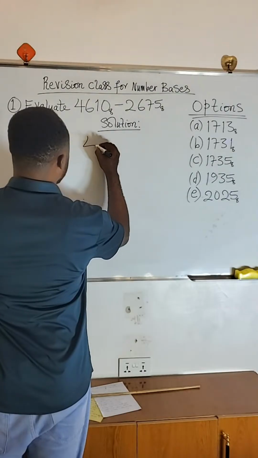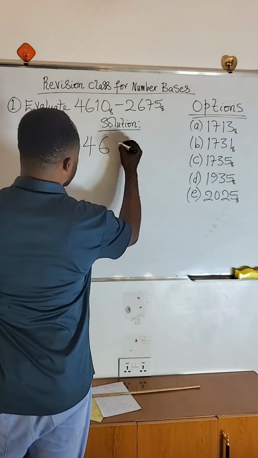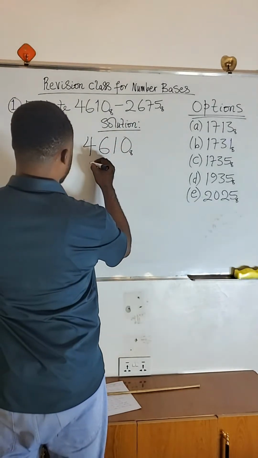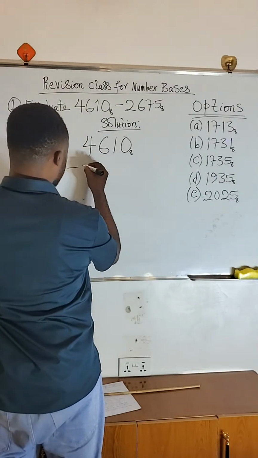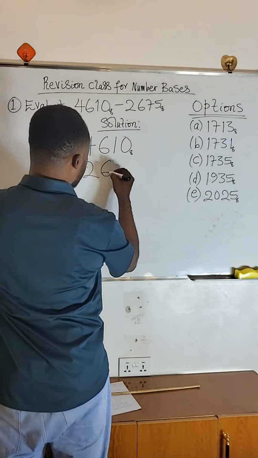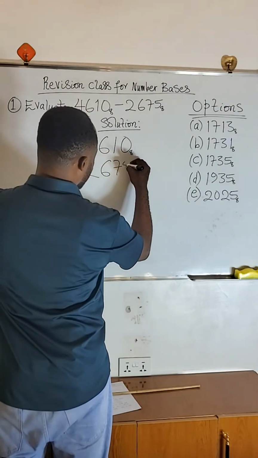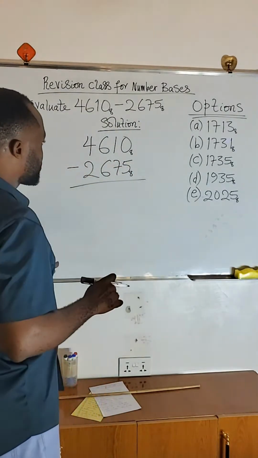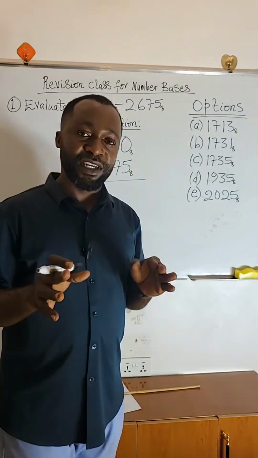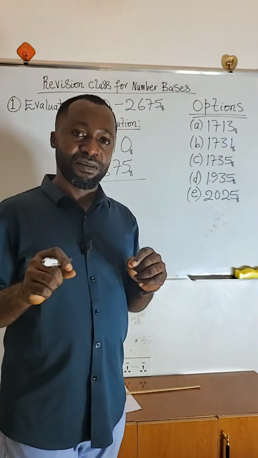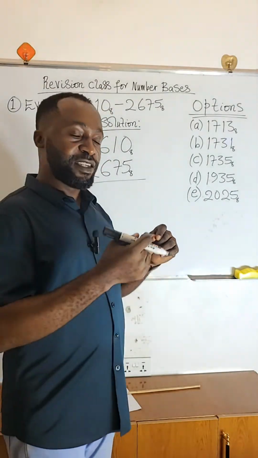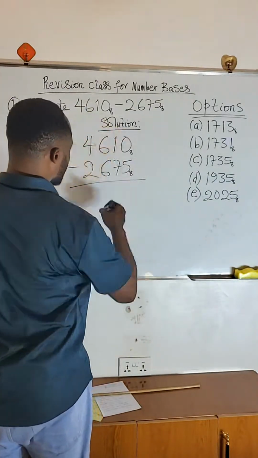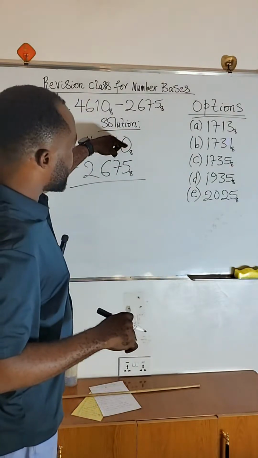You have 4610 in base 8, and you have minus 2675 all in base 8. Okay. All right, now the same way you do your subtraction in base 10 is the same way that will apply here. All right, so watch out. Here is 0 minus 5.